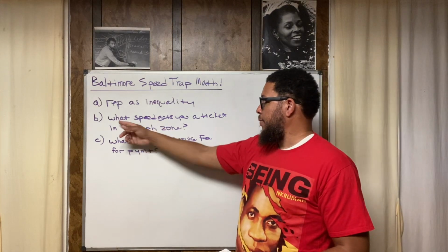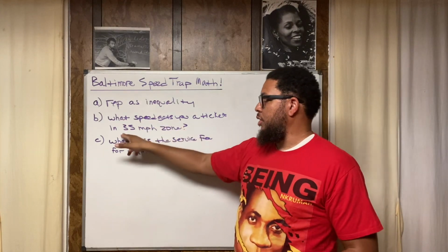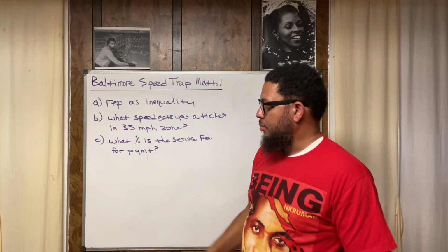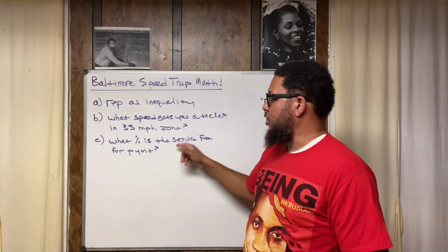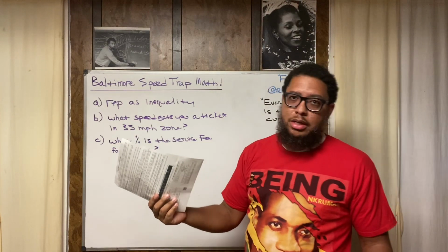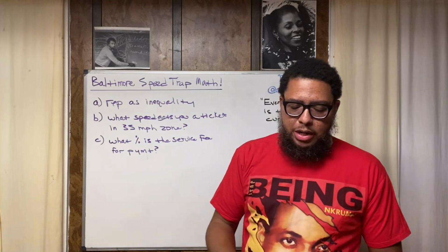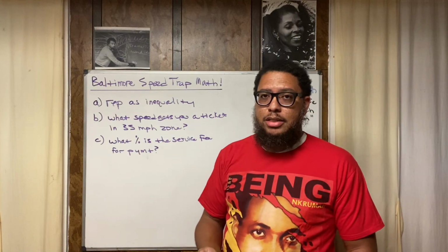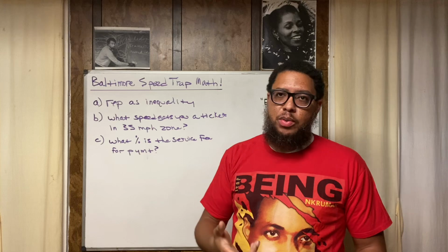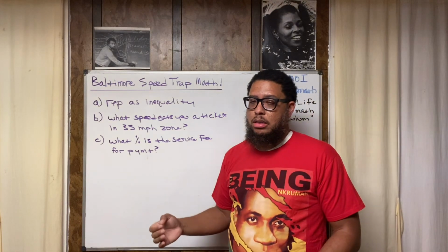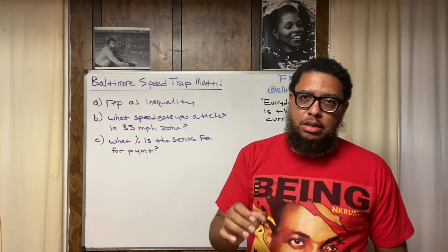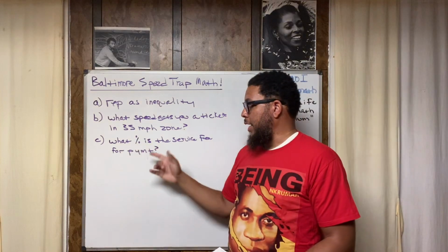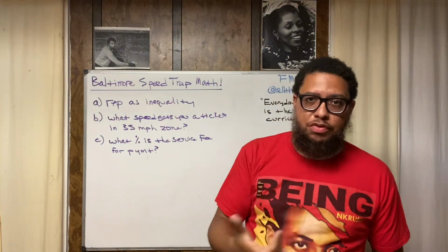All right, next thing. What speed gets you a ticket if you're in a 35-mile-per-hour zone? Next thing. What percent is the service fee? Because I went online and paid it, but they banged me for $40. It's a $40 ticket, but I didn't pay $40. I paid $40.96. So that extra 96 cents, that's the service fee. So we can practice figuring out percentages off that service fee.